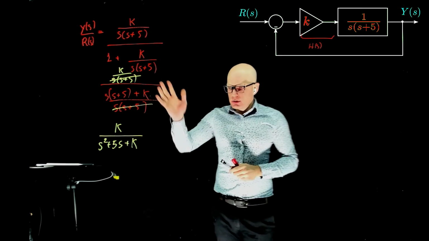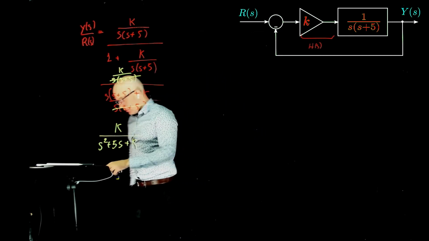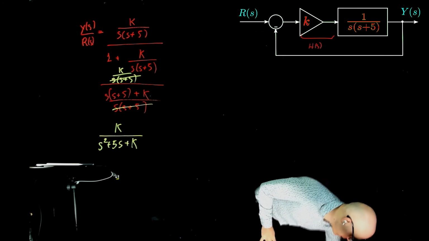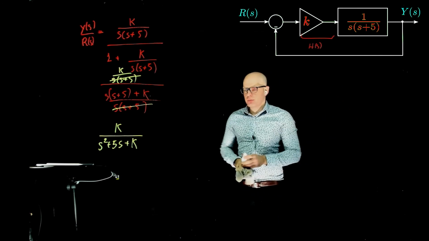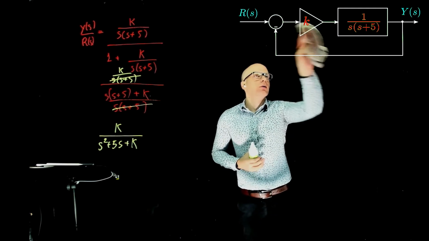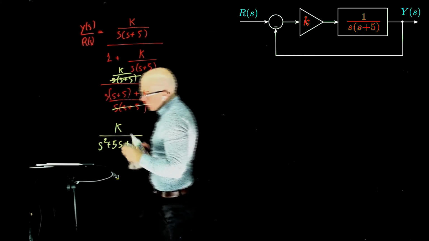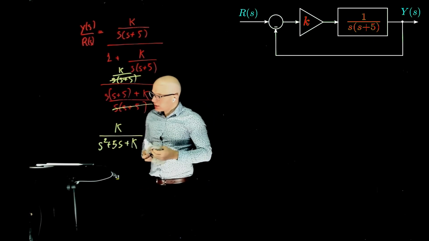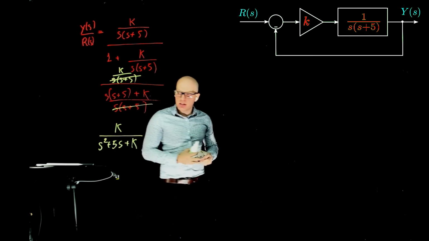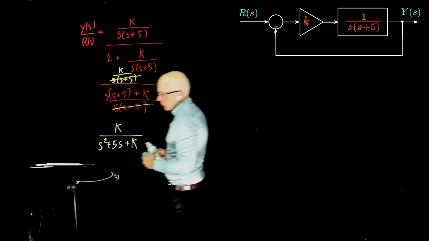Are there any questions with this derivation? Are we all good with it? Yeah, makes sense. Sounds good. So now the question, let's do question B first. Question B says select K that will result in 0 overshoot to a step input.